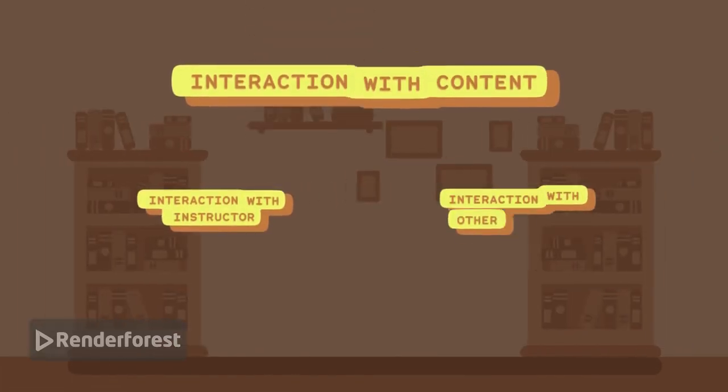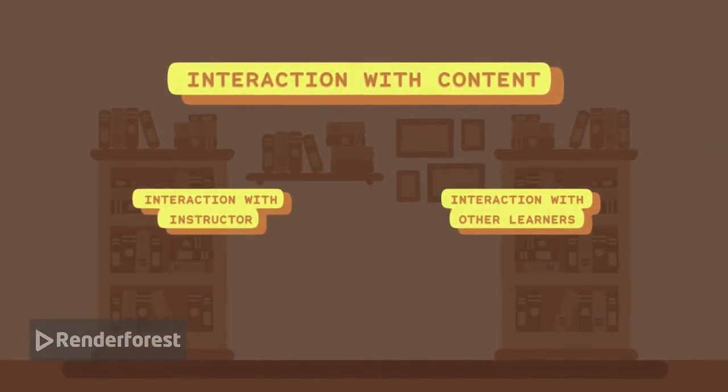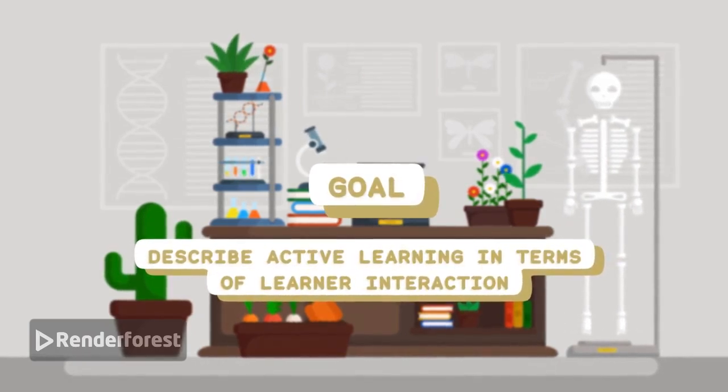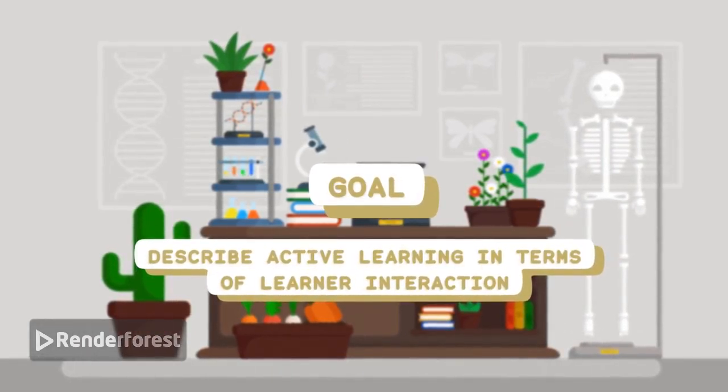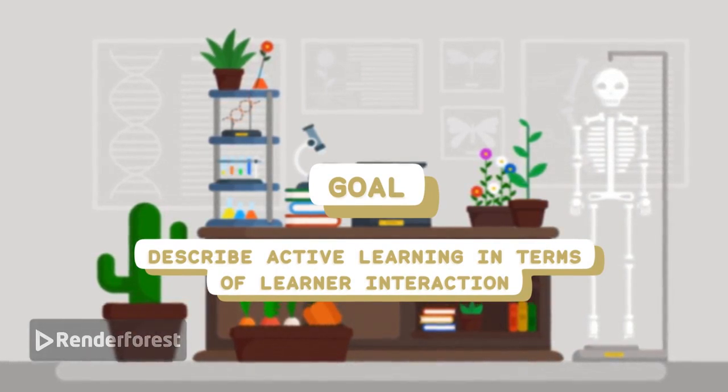The things learners are doing in these strategies is interacting with content, with the instructor, and with other learners, and it all encourages thinking. The goal of presenting them in this way is to help you to be able to describe active learning in terms of learner interaction.